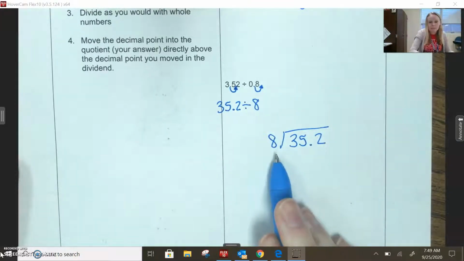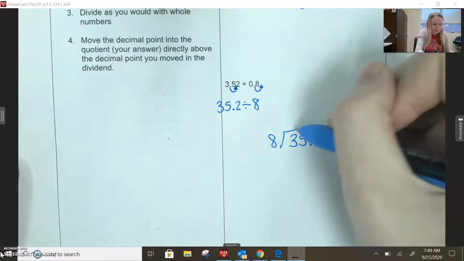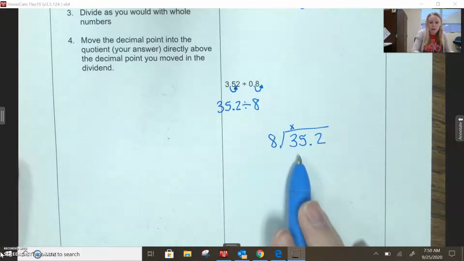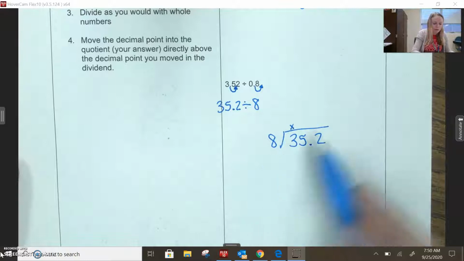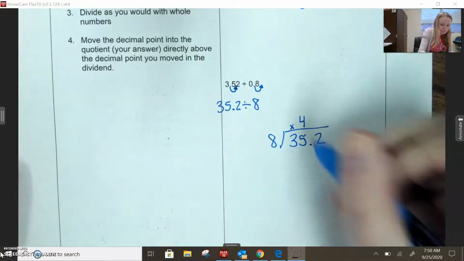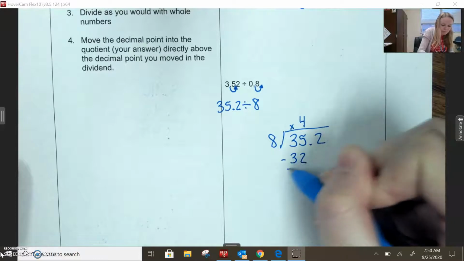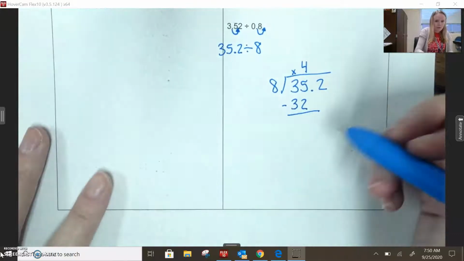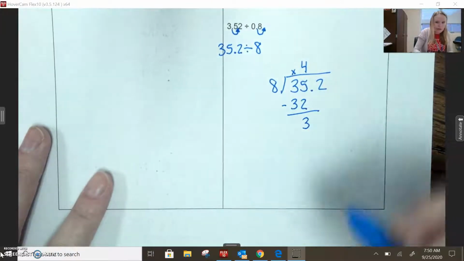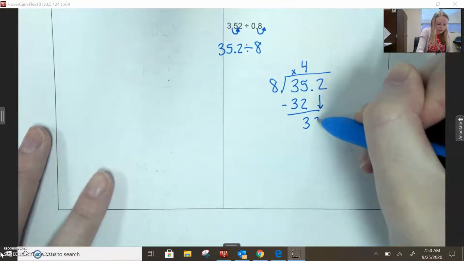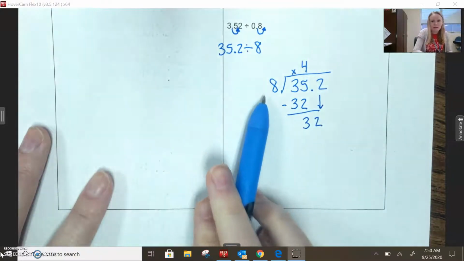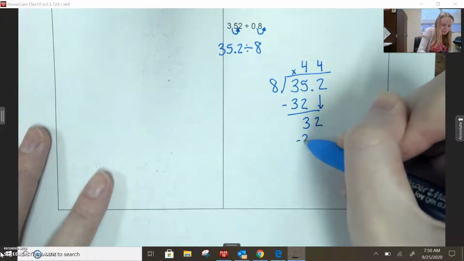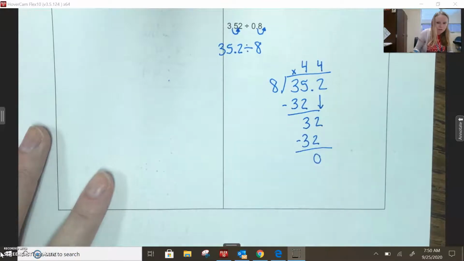So now I need to see how many times can 8 go into 3. Well, it can't, so I'm going to either put a 0 or an X there. Now, how many times can 8 go into 35? Okay, so 8 can actually go into 35 4 times, because 8 times 4 is 32. When I subtract that 32 from 35, I'm left with 3. And then I'm still ignoring that decimal. I'm going to bring down my 2. So how many times can 8 go into 32? That's still going to be 4. And then we'll subtract 32 from 32 to get 0.